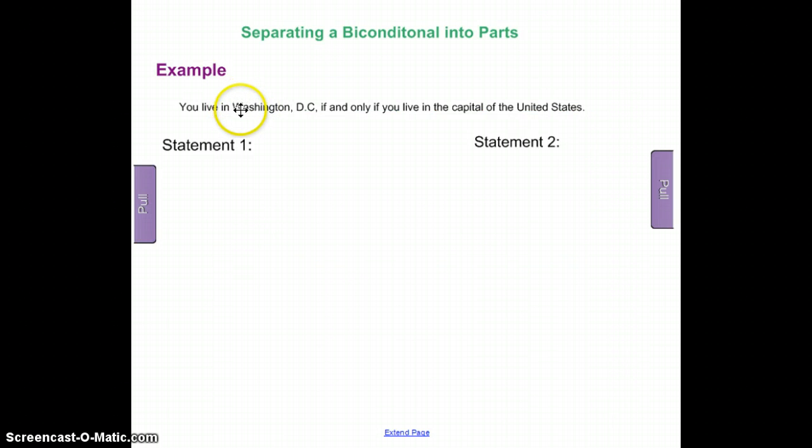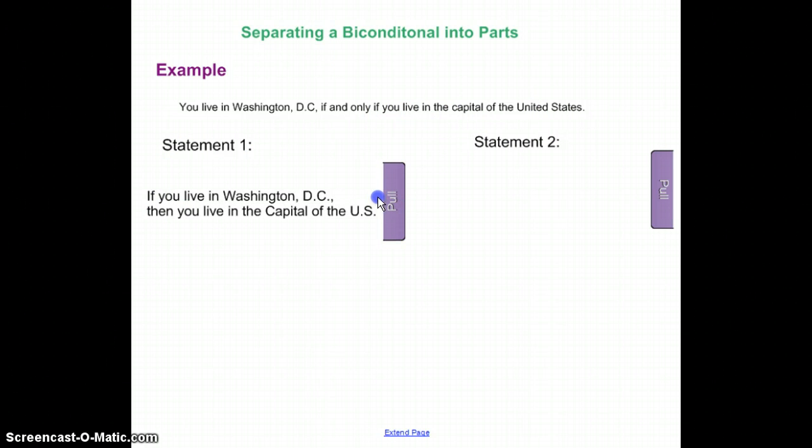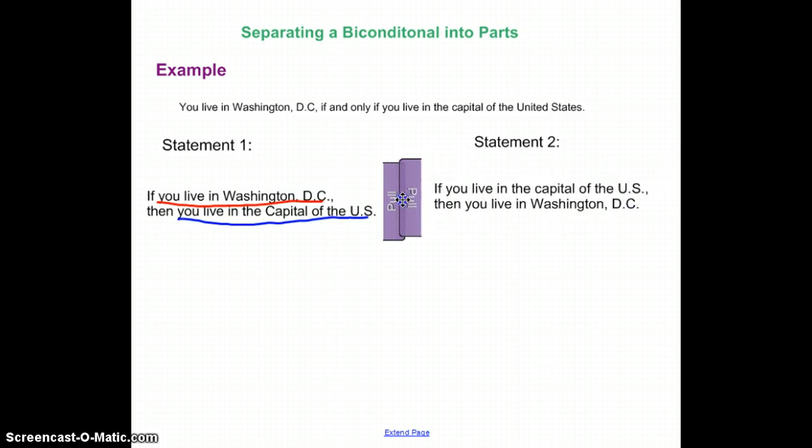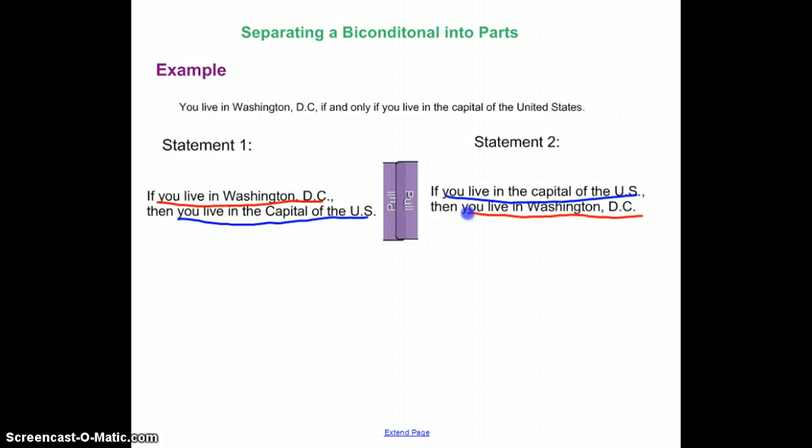Alright, let's make sure we can separate a biconditional into two parts, which is how we introduce biconditionals. So the example is, you live in Washington, D.C., if and only if you live in the capital of the United States. Statement 1 states, if you live in Washington, D.C., then you live in the capital of the U.S. So we made our hypothesis, you live in Washington, D.C., and we made our conclusion, you live in the capital of the U.S. So writing that converse would state, if you live in the capital of the U.S., then you live in Washington, D.C. Again, noticing our hypothesis and conclusion have switched.